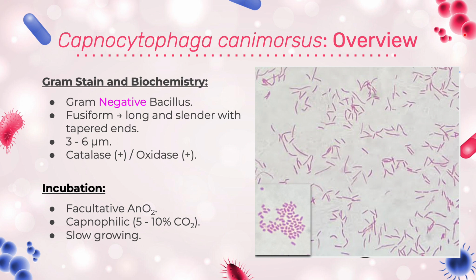Capnocytophaga canimorsus is catalase and oxidase positive, and we'll look at what this means in a moment, but it is a big deal because it's what separates the human species of Capnocytophaga from the animal, because the human species are oxidase and catalase negative. This organism can grow with or without oxygen.